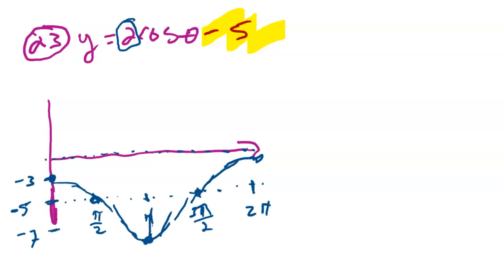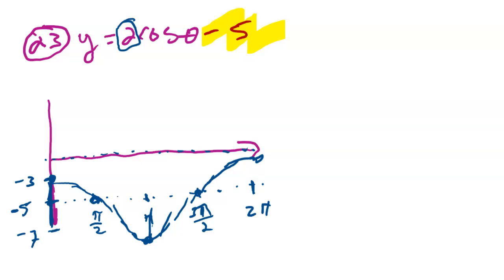Again, this has an amplitude of 2, and it's been shifted down 5 units. This distance is 2, and this distance is 2. We go up 2 from the midline, and we go down 2 from the midline. I feel like that was easier than graphing it like the original one, and then shifting each one.